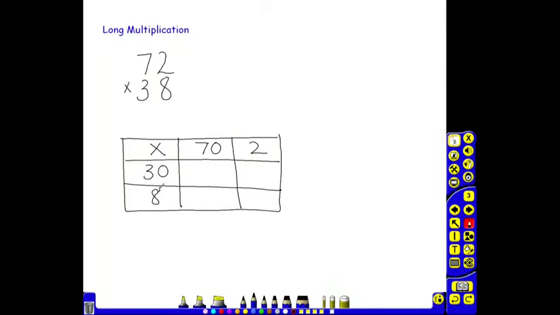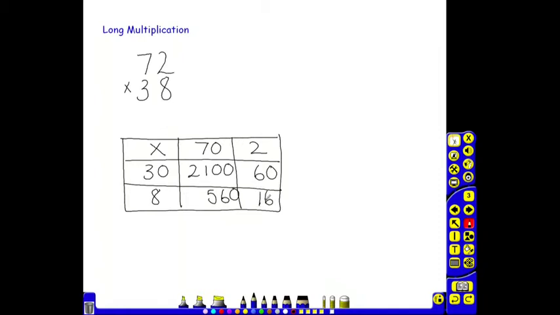So then I'm just going to work on the totals in each section of the rows. So 30 multiplied by 70 is 2100. 30 multiplied by 2 is 60. 8 multiplied by 70 is 560. And 8 multiplied by 2 is 16.